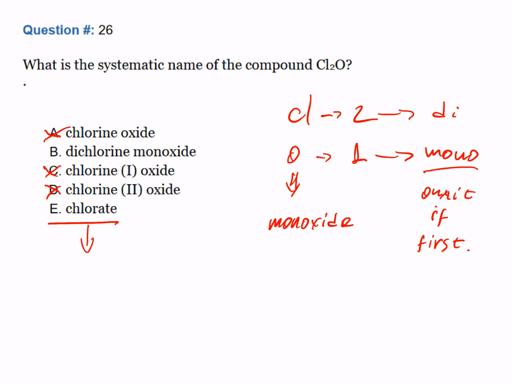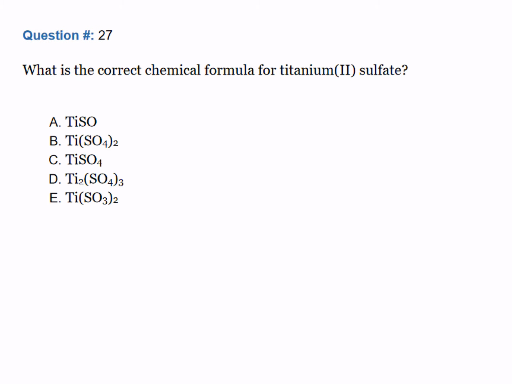this is an ion. Chloride is an ion. This is a molecular compound, not a polyatomic ion. Therefore, answer E is also not possible. So you have dichlorine monoxide, which basically conveys all the information that you need here.